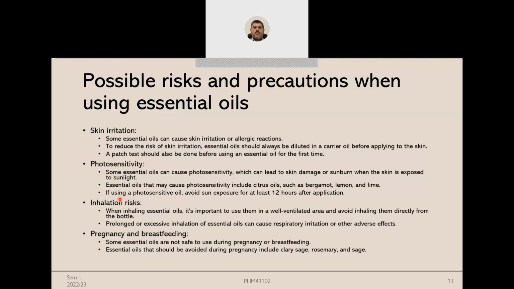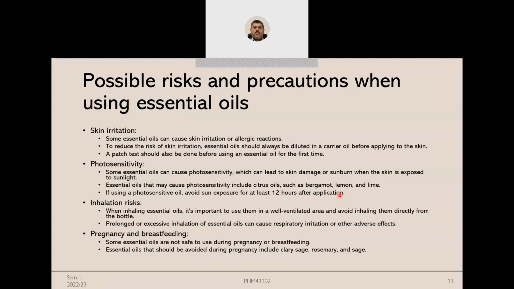So if being used, then avoid sun exposure for at least 12 hours after application. So what to do? Usually you advise the patient to use them in the evening. So they can take them, for example, after Maghrib, and then by morning, already past the 12 hours, there will be no photosensitivity. If they have to apply them during the day, then they have to apply sunscreen.